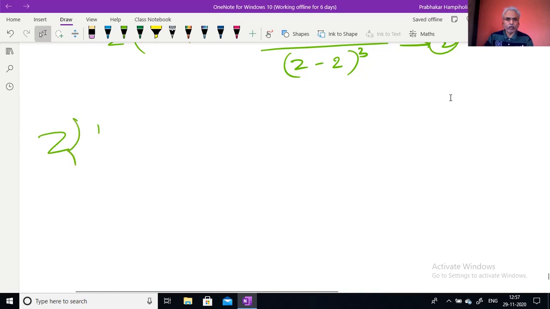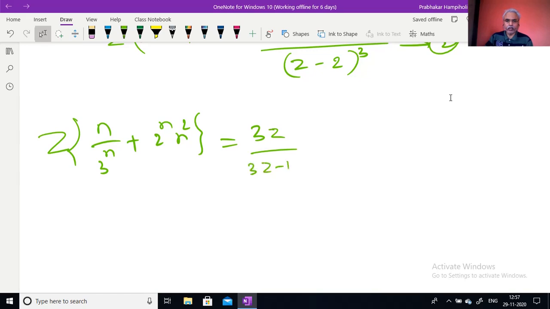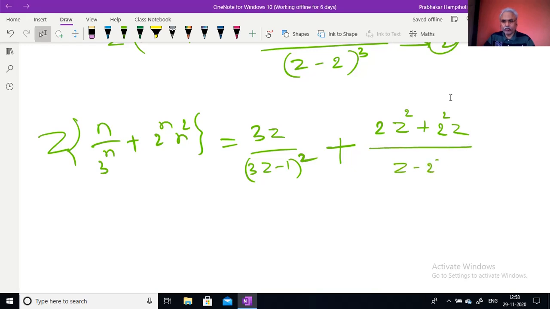The z transformation of n by 3 raised to n plus 2 raised to n square: the first one was, if you recollect, 3z over 3z minus 1 whole square. If you practice, it is not difficult. Please practice many times. Be used to it, be familiar with it. Again and again do it. See how many times you have sung Jana Gana Mana. Can you forget it? So why not? You can practice many things which you have to do in life. Practice it so that they become part of your life, the tip of your tongue. So let us go ahead. The second one we found in the above part: 2z square plus 2 square z, whole divided by z minus 2 whole cube.